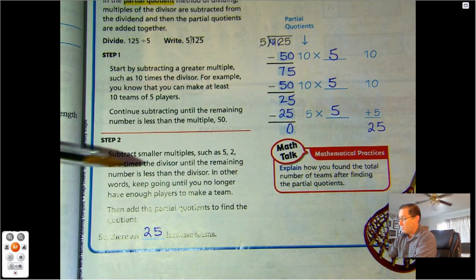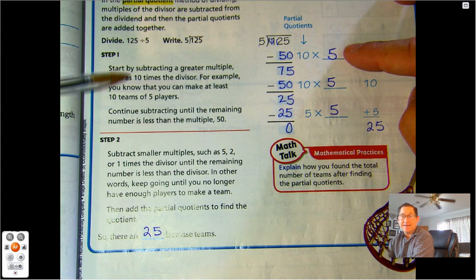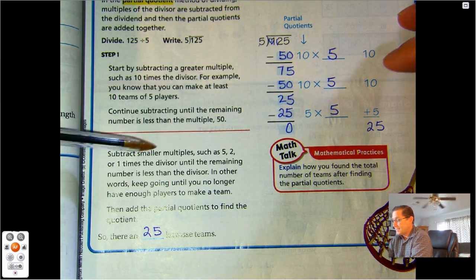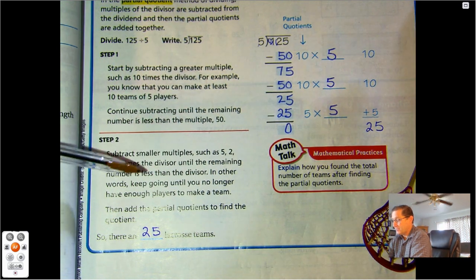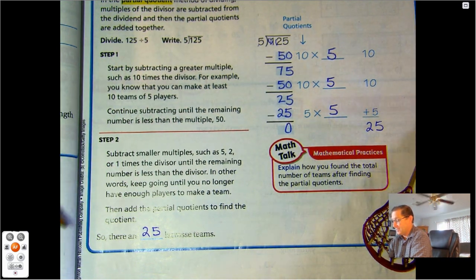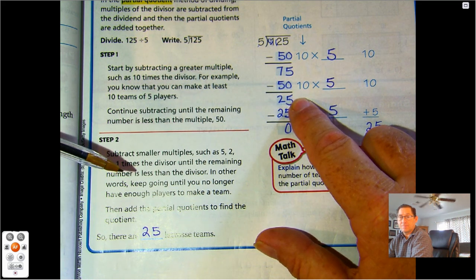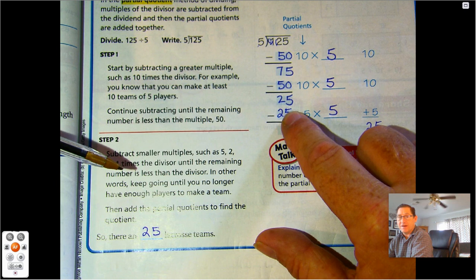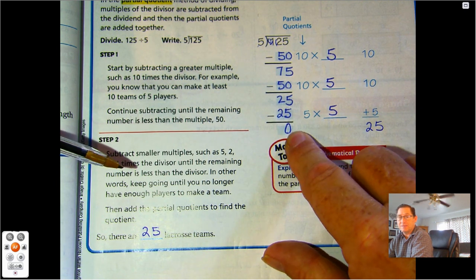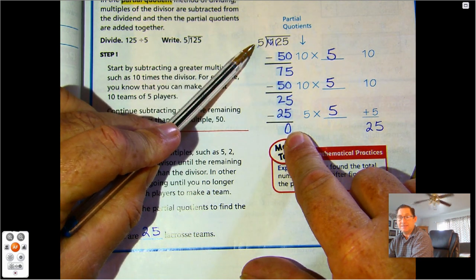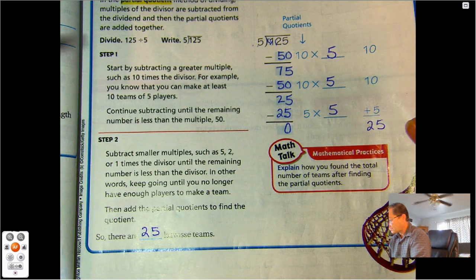So what did we do after we were subtracting greater multiples, like 10 times the divisor? Well, we subtracted the smaller multiples, such as 5, 2, or 1 times the divisor, until the remaining number is less than the divisor. So we got down to here, 25, and we subtracted 5 multiples of 5, which gave us 25, and we subtracted until we had 0, which was less than the divisor. Okay, so 0 is less than the divisor. All right.